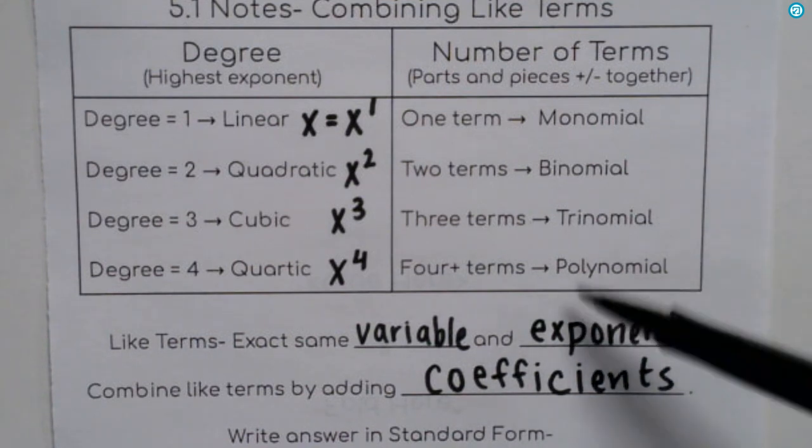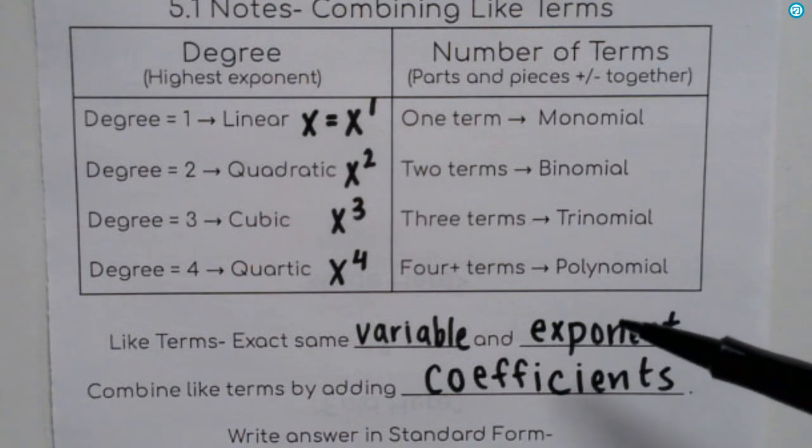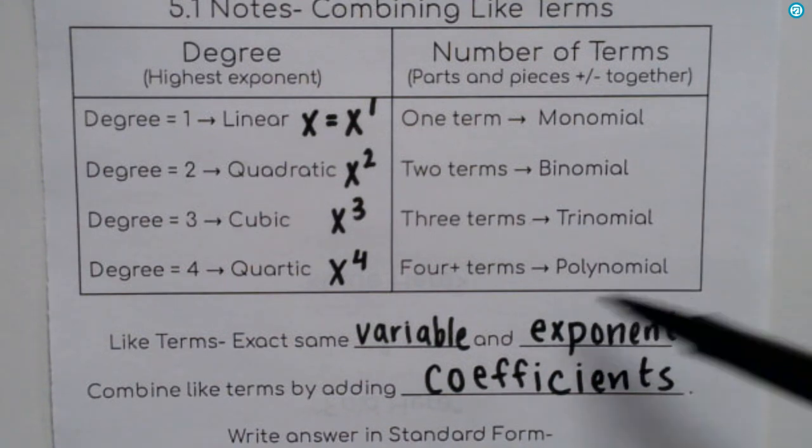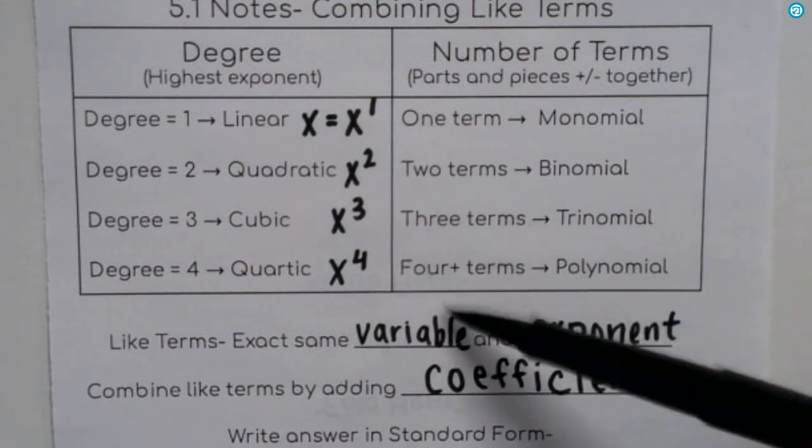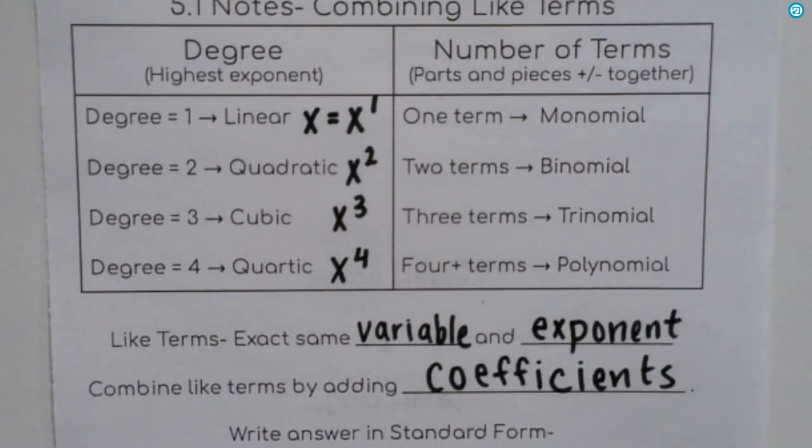And then poly means many. So like polyester is fabric with many fibers. So polynomial just means many terms. So once we get to 4, we just call it a polynomial. Hey, any questions about that? Okay, I'm going to pause my video real quick.